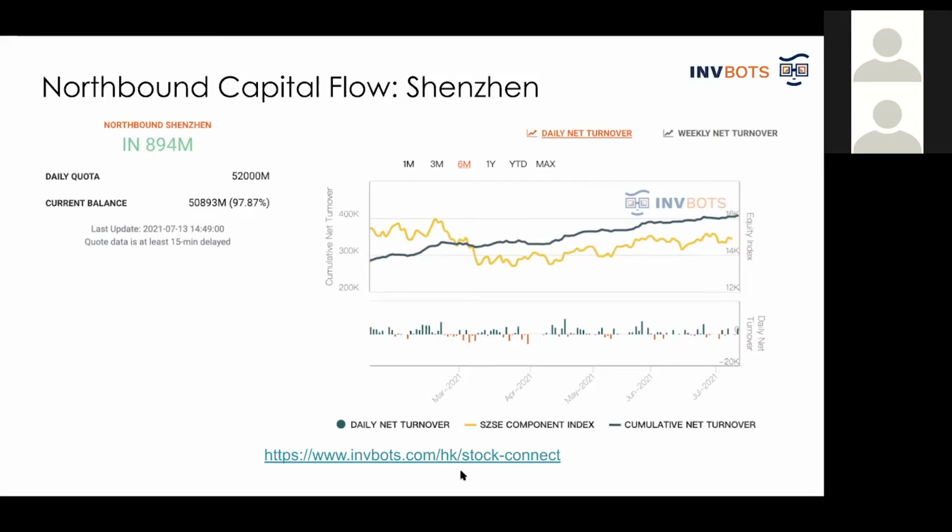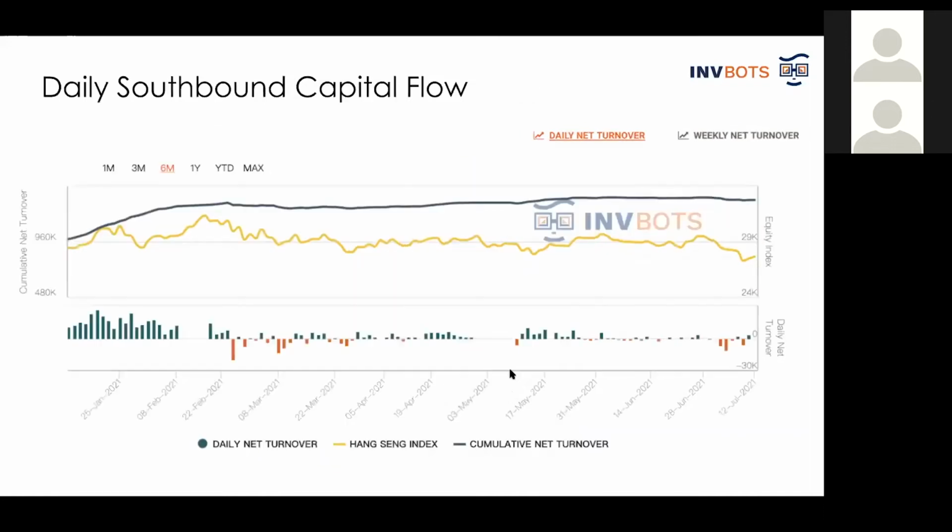You can take a look at the daily net turnover on the right hand side and the accumulated net turnover as well. Yeah, and then let's move on. For the southbound capital inflow, you can see that recently there has actually been quite a large amount of net capital outflow. So we have to be aware of the market risk.